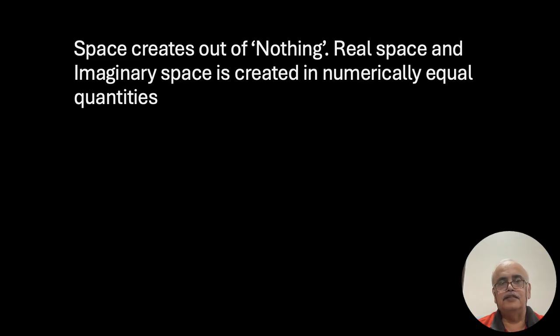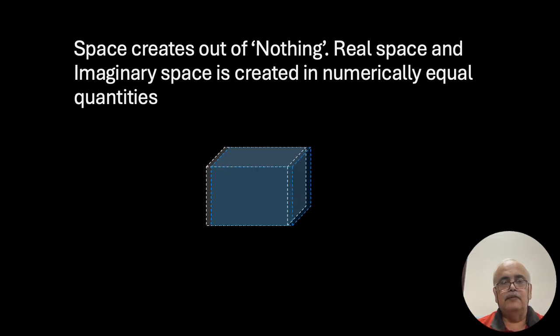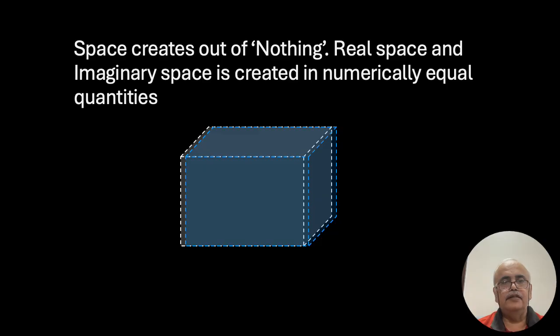Okay, so I already said this, that space came out of nothing. Real space and imaginary space came out in numerically equal quantities, and hence if you add the squares of them, you get back 0, right? So I've shown here an overlapping space, the same area. By the way, this black background is representing nothing. Nothing should really be a single dot, but that's not very helpful to represent things.